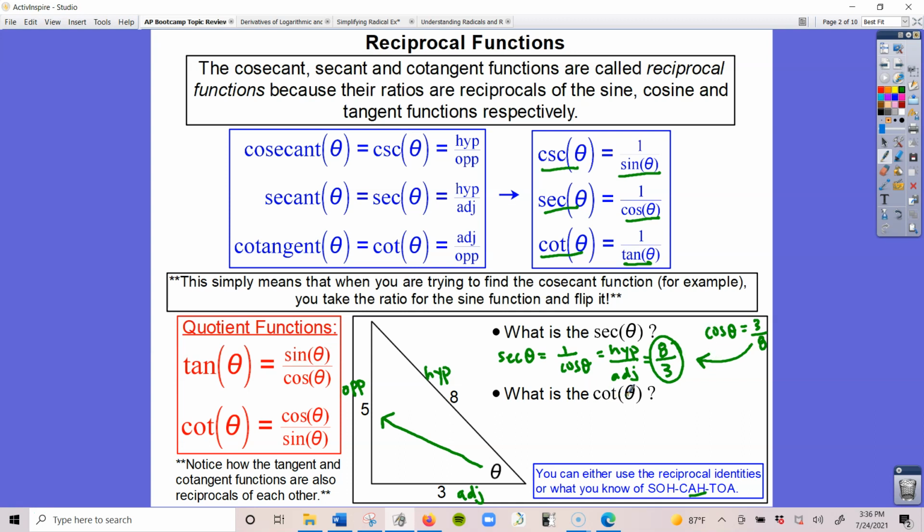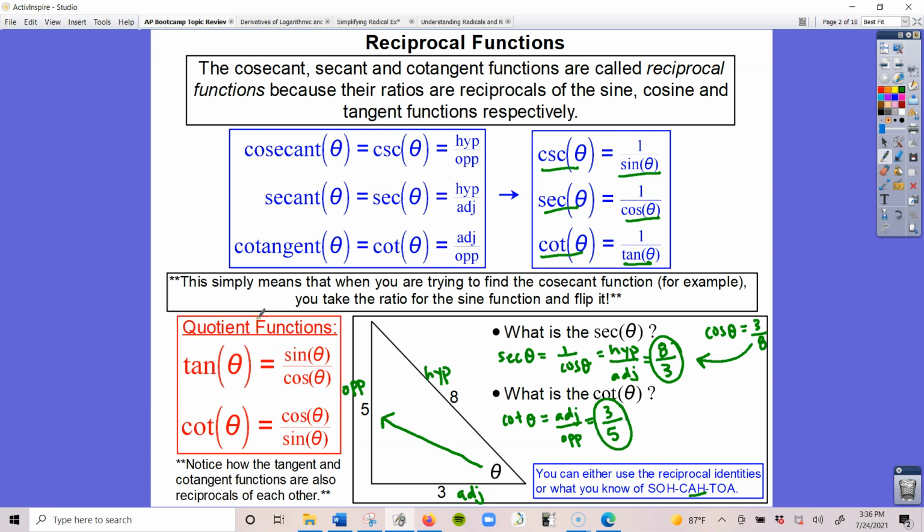Now cotangent of theta. Cotangent is the reciprocal of tangent. So instead of opposite over adjacent, the cotangent would be the adjacent over the opposite. So I look at my sides here. The adjacent is 3 and the opposite is 5. So this is the cotangent of the angle.